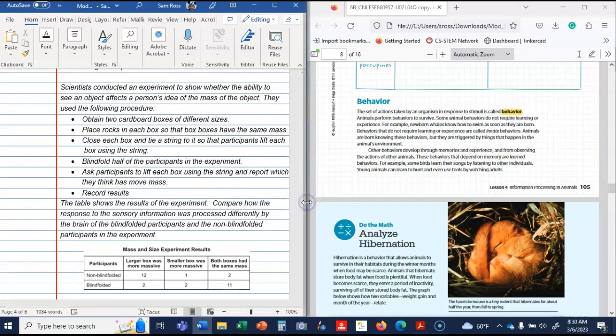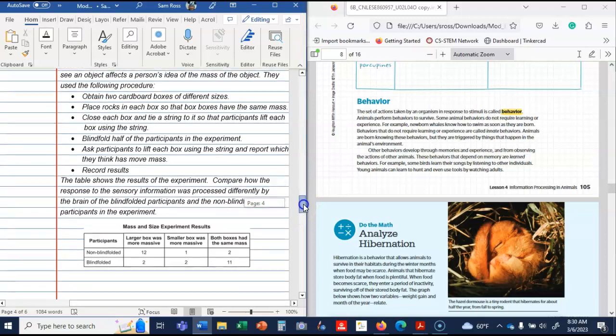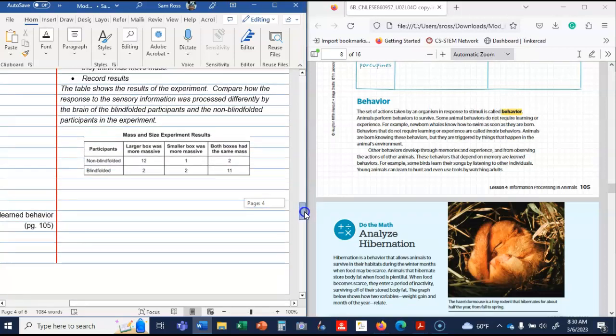And then scientists conducted an experiment to show whether the ability to see an object affects a person's idea of the mass of the object. They use the following procedure, and it gives you the procedure. The table shows the results. Compare how the response to the sensory information was processed differently by the brain of the blindfolded participants and the non-blindfolded participants. So let's take a look.